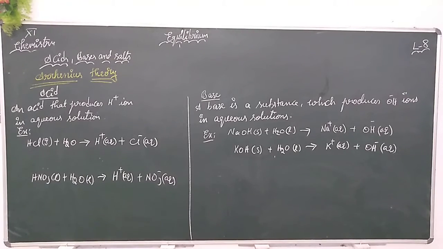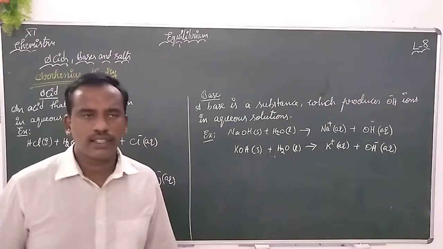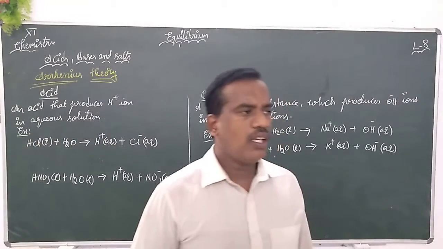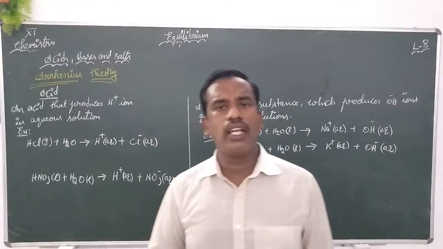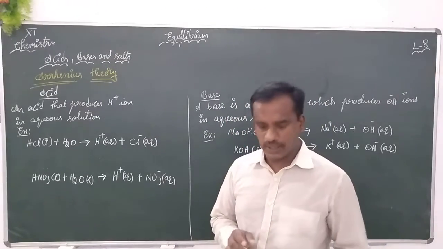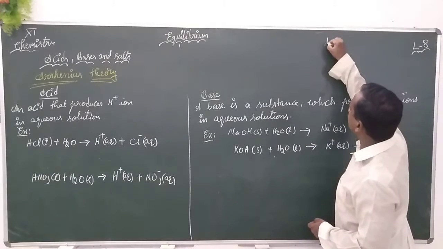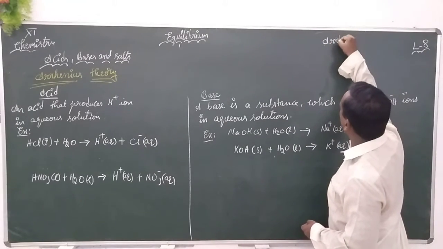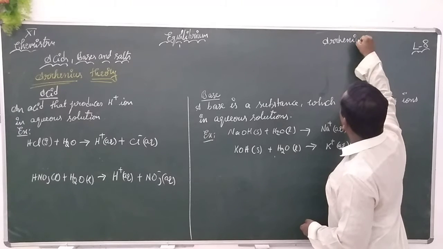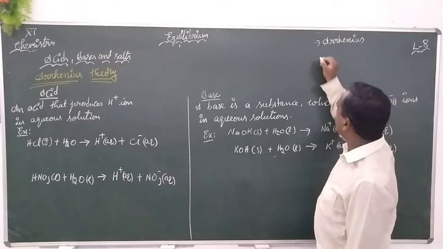Let us see here about the acids, bases and salts. Actually, there are three scientists who explained about acids, bases and salts. Three different concepts are there. One concept is Arrhenius's explanation, how he explained the words acid and base.